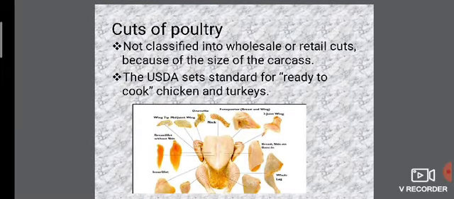Cuts of poultry. Usually poultry cuts are not classified into wholesale or retail cuts because the size of the carcass, in comparison to beef and cattle, is small. So the USDA has set some standards for ready to cook chickens and turkeys. USDA stands for United States Department of Agriculture.